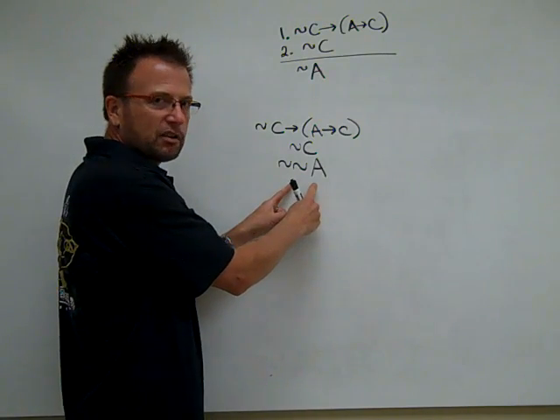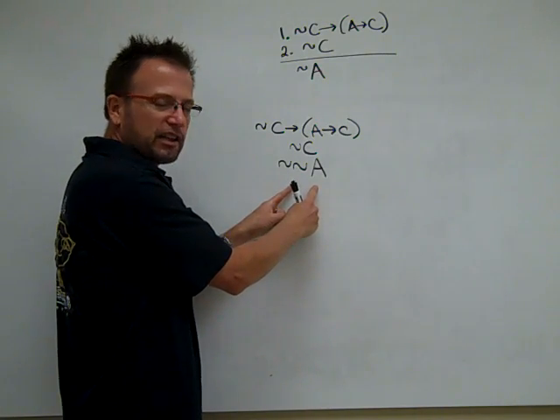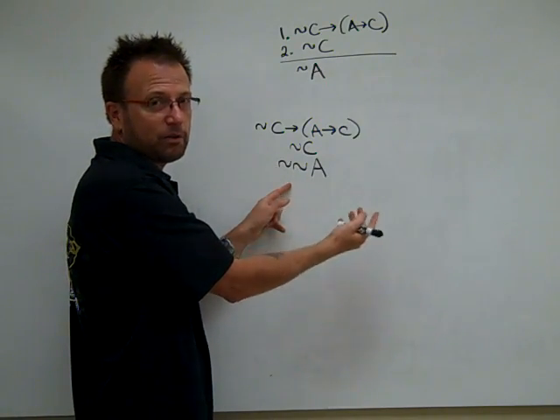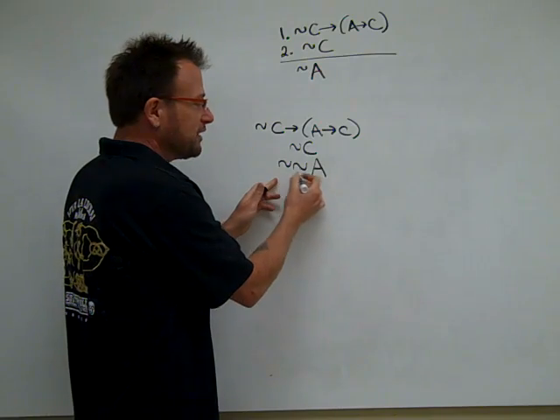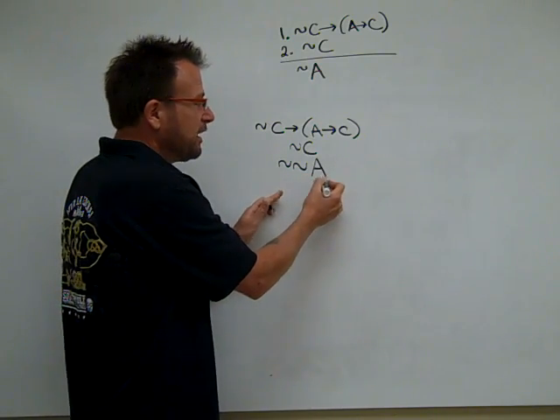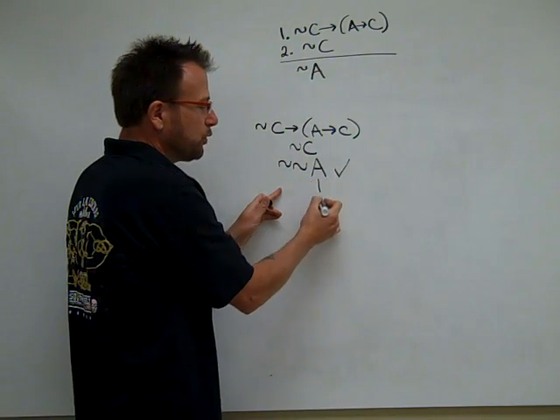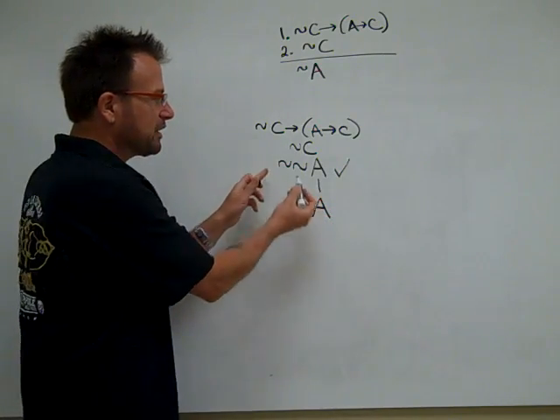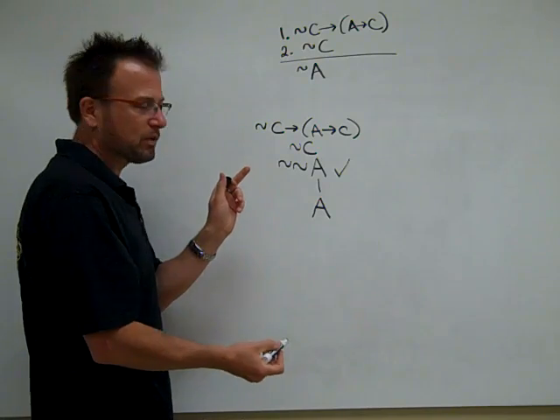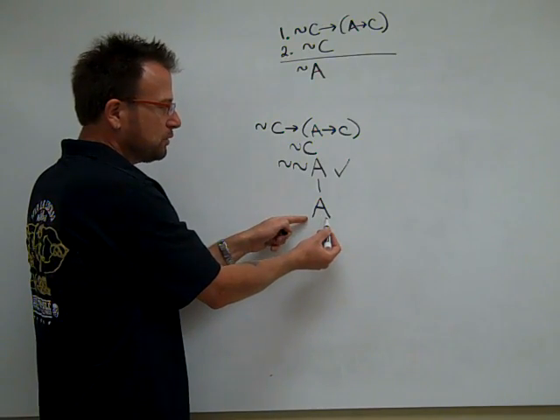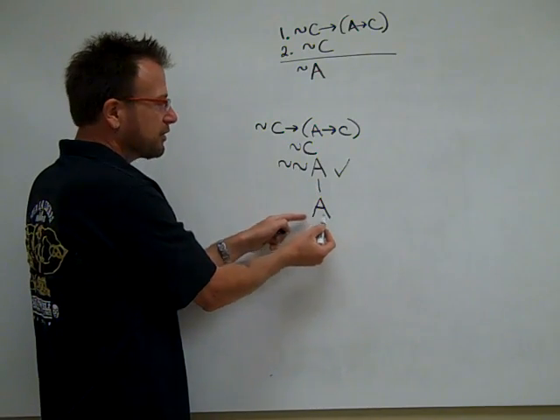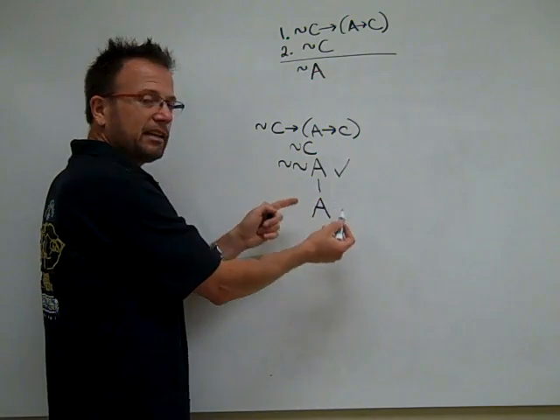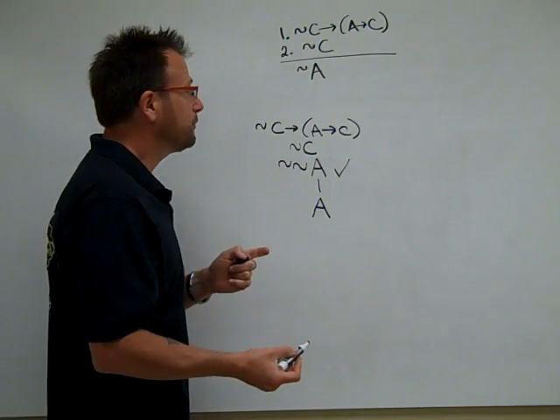So here I've got tilde tilde A. Under what conditions would it is not the case that not A be true? Well, we know that the double negation rules itself out. So not not A will be true when A is true. Remember what the tilde does to the truth value of the simple statement. If A is true, then tilde A is false and tilde tilde A is true. So not not A is the same as A.